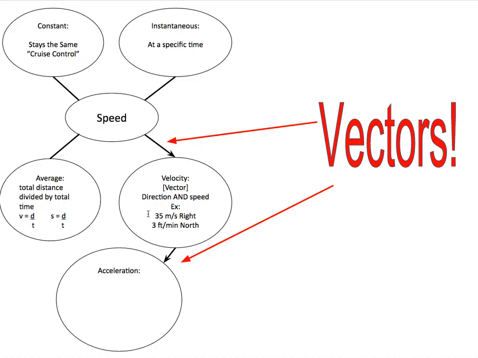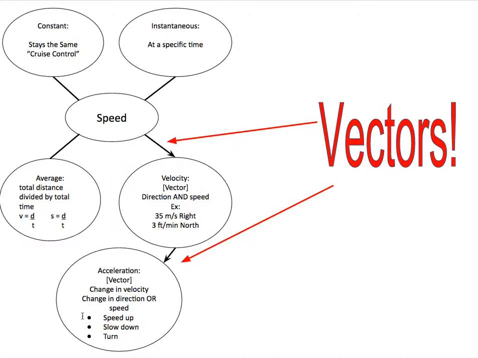A speed always has to have a distance over a time. So I have a meters divided by seconds, or I have a foot divided by a minute. And then the direction here is right or north. Acceleration is also a vector, but this time it's a change in velocity. If you look back at that last bubble, we saw that velocity means direction and speed. So to change velocity, we only need to change one of those. It could be a change in direction or a change in speed.